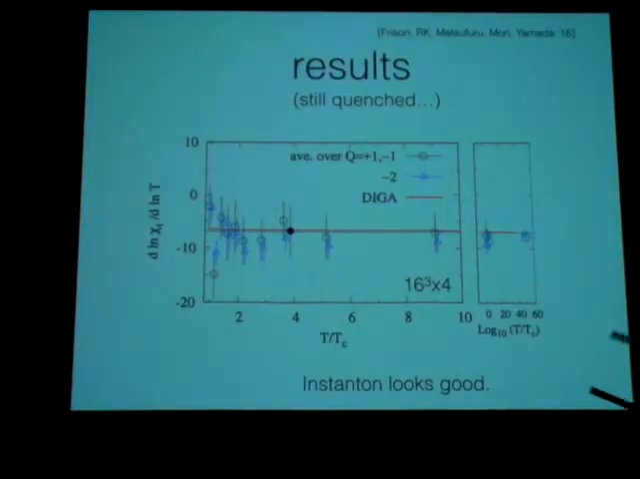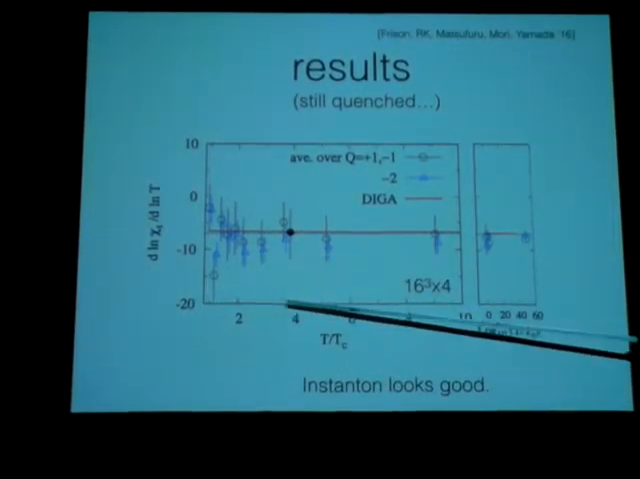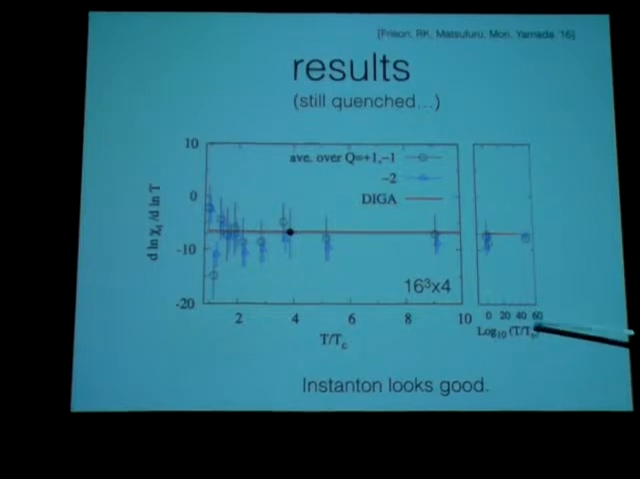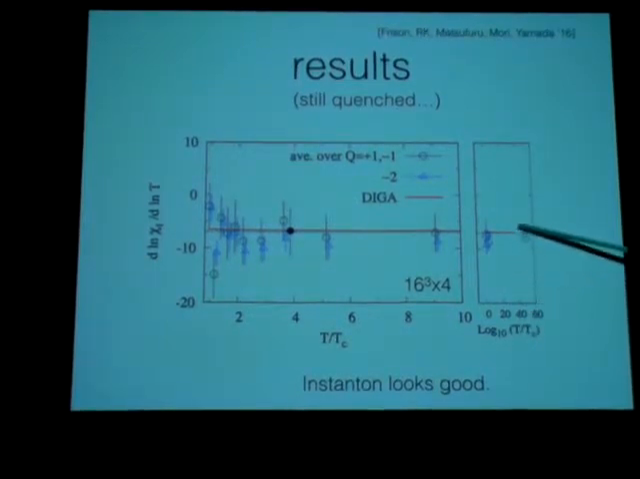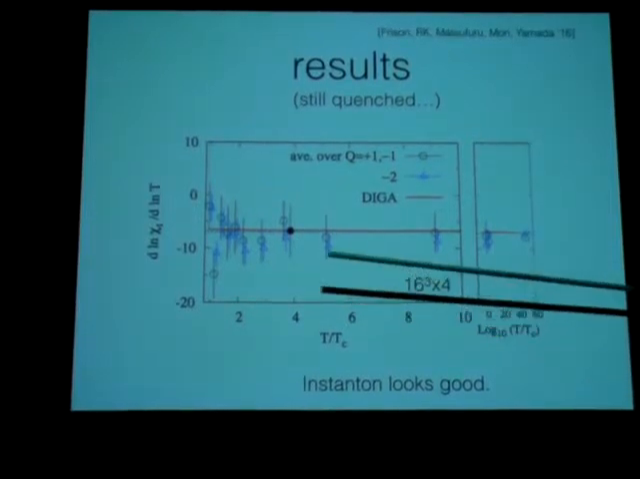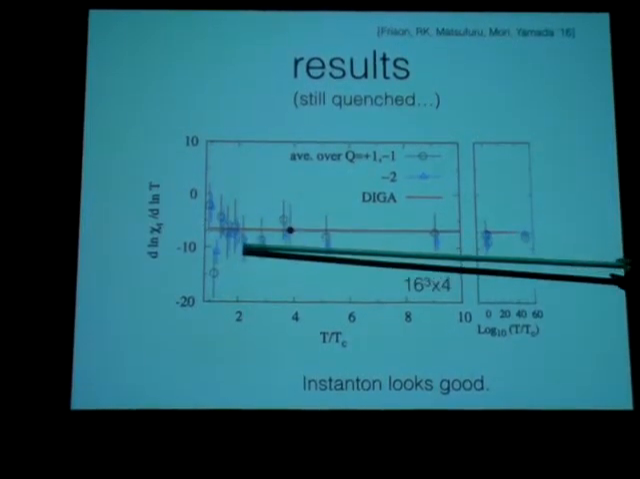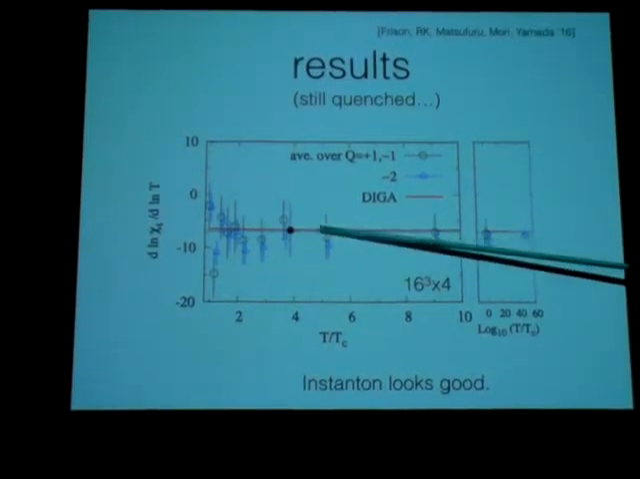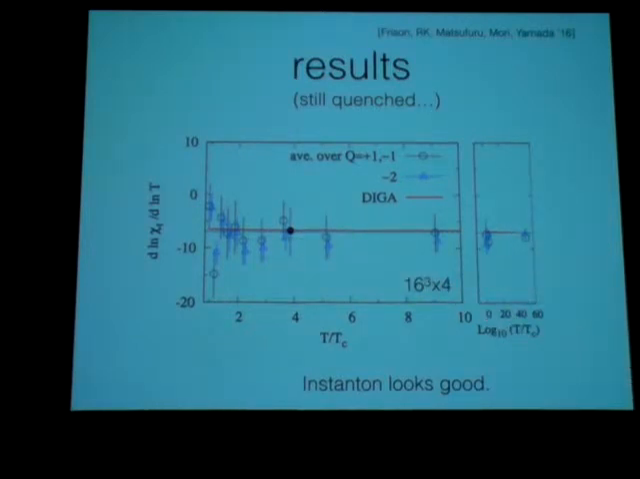So basically, this is still quenched again. But we can go up to very high temperature. I think this is around TeV or something. It's a very high temperature you can get. And this is the instanton prediction. And it seems that the lattice data agrees with the instanton prediction up to very high temperature. Not very surprising, but still pleasing, you see.